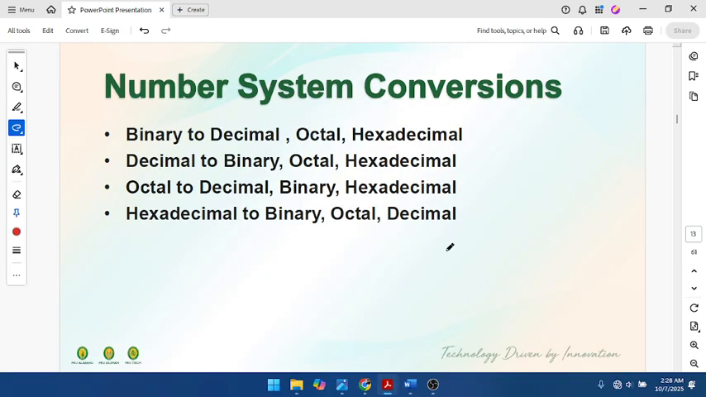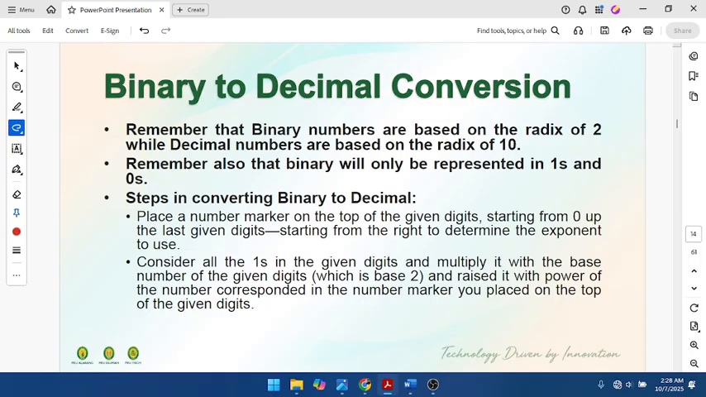Now, the number system conversions. Let's explore each one. First, binary to decimal. We have here steps or rules. Let's start with the first conversion method, binary to decimal. It's a bit more complicated, so let's extract each step.